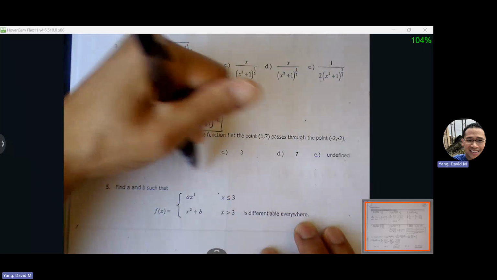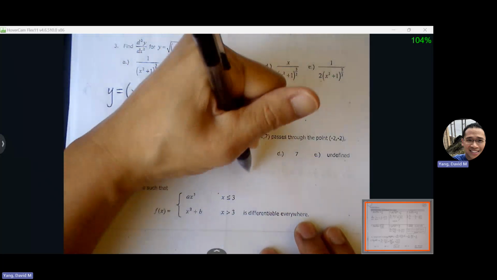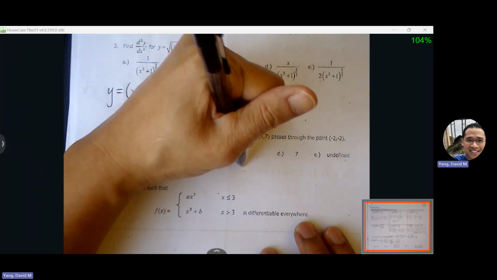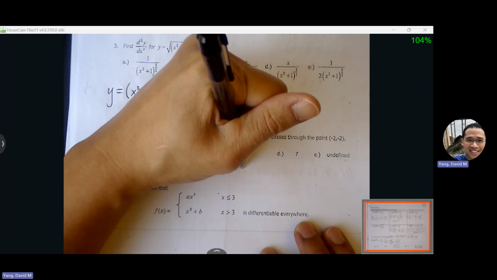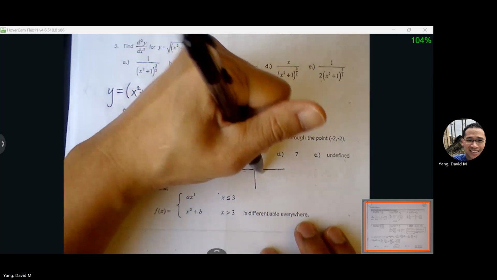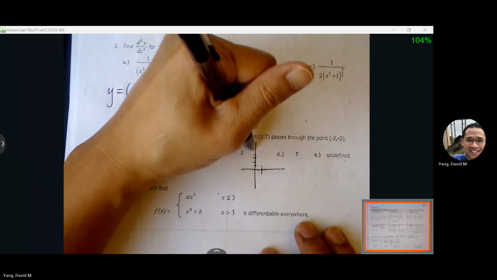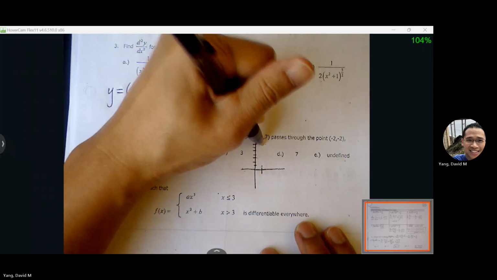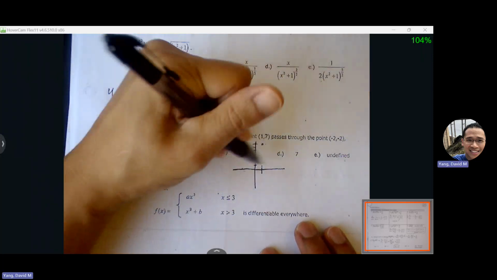So let me just draw a real quick version so that you can kind of see it. Let's say I had a graph here at (1,7) and (-2,-2).